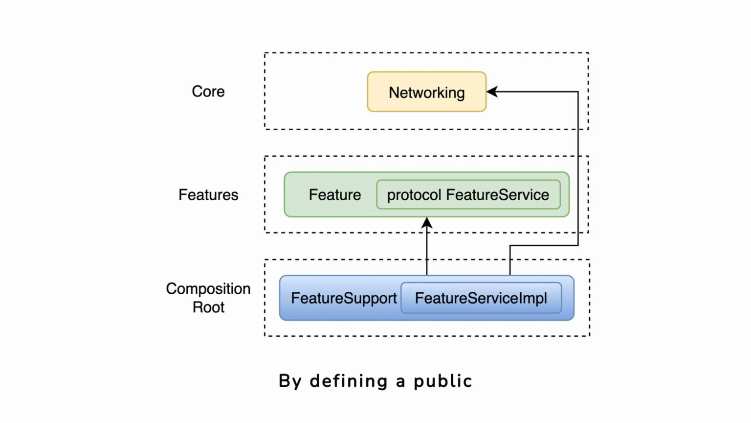By defining a public feature service protocol to be implemented within the composition route, you conceal the networking implementation details from the feature module. All that's required is to provide a new implementation for the feature service protocol within the composition route. Additionally, if you aim to reuse your feature module in another project, it becomes simpler to move it. However, this approach introduces a bit more complexity and necessitates writing additional code.